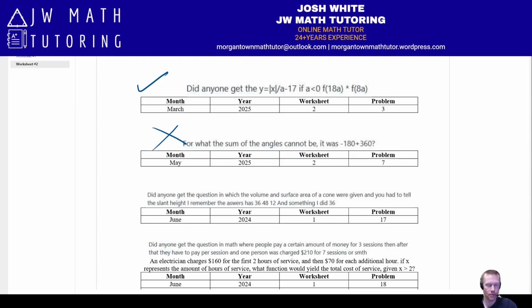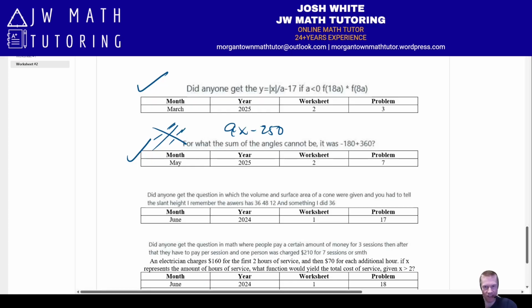Next, there was a question about two intersecting lines, and it says one of the angles, and sometimes it specifies the acute or the obtuse, is some expression, like 9x minus 250 or something like that. Then it gives you a bunch of answer choices and asks which of the following cannot be a sum of any two angles in the diagram, or any pair of angles, meaning you can add up this one and this one, or this one and this one, and so on. You know what I mean? Anyways, if you had that question, check out May 2025, worksheet 2, problem 7.